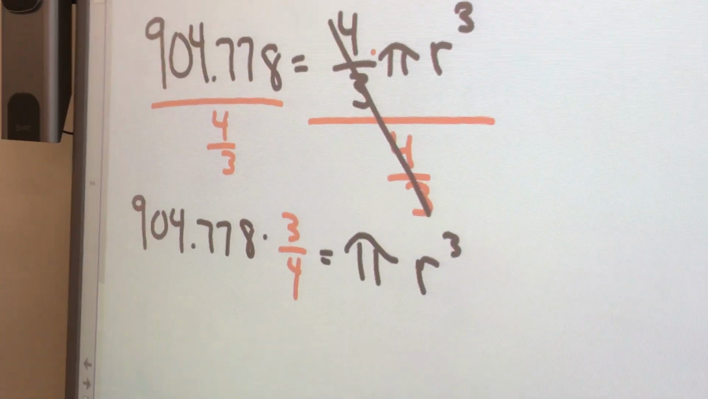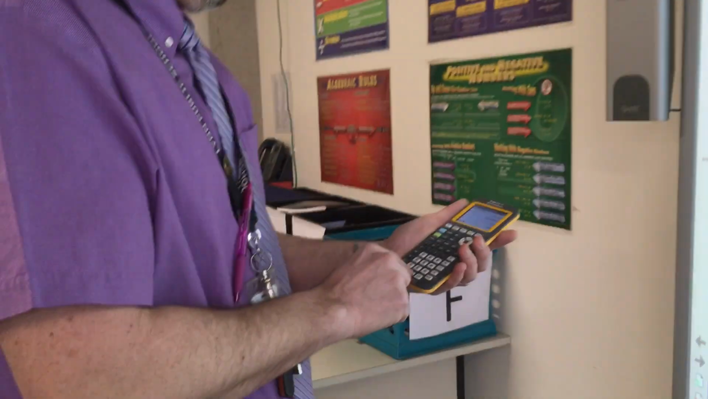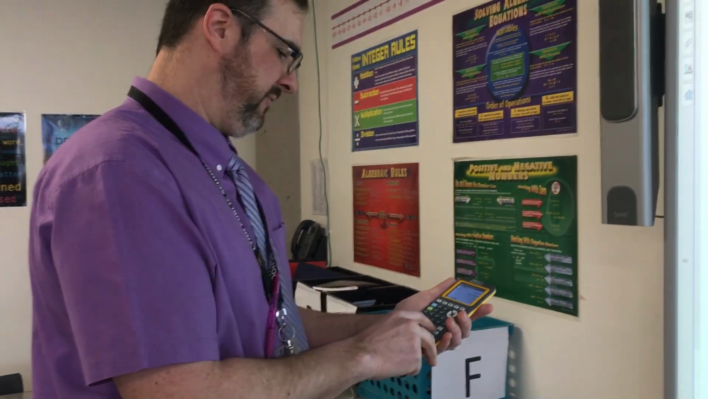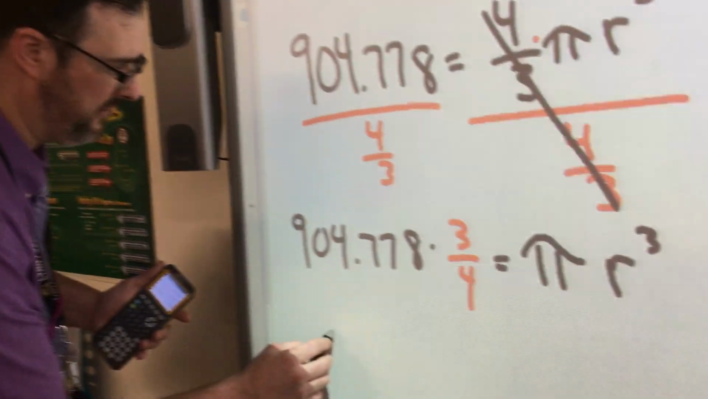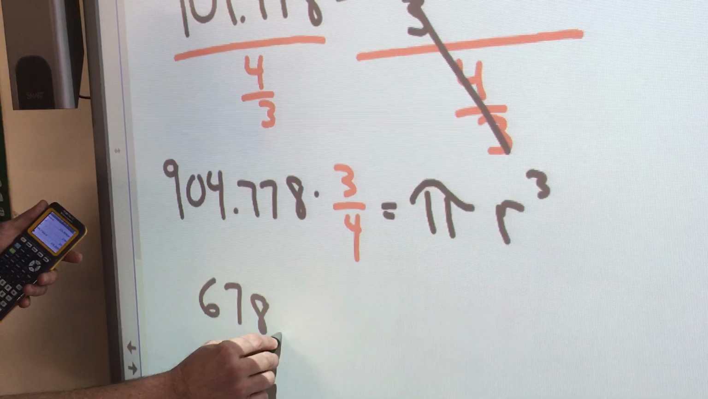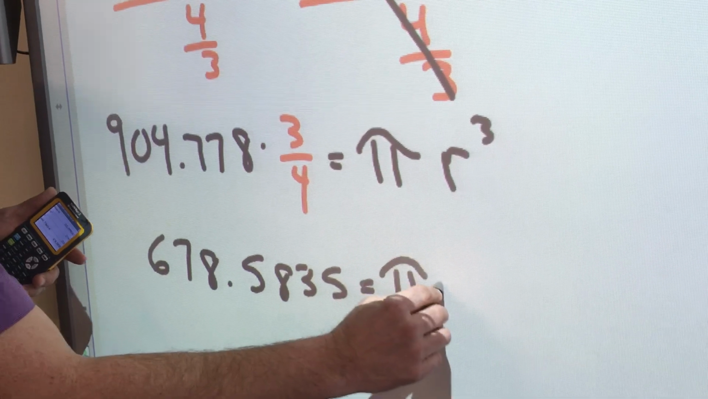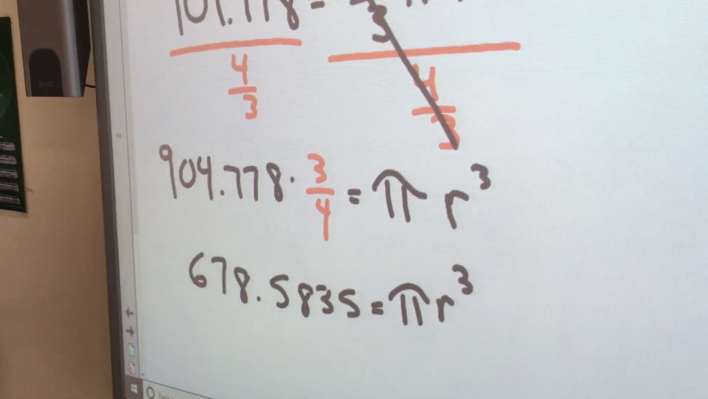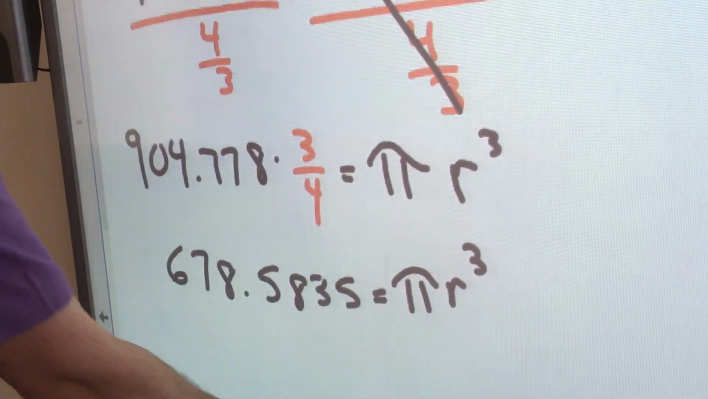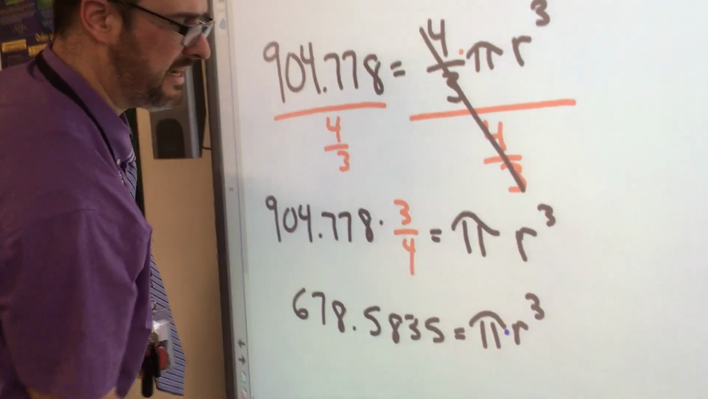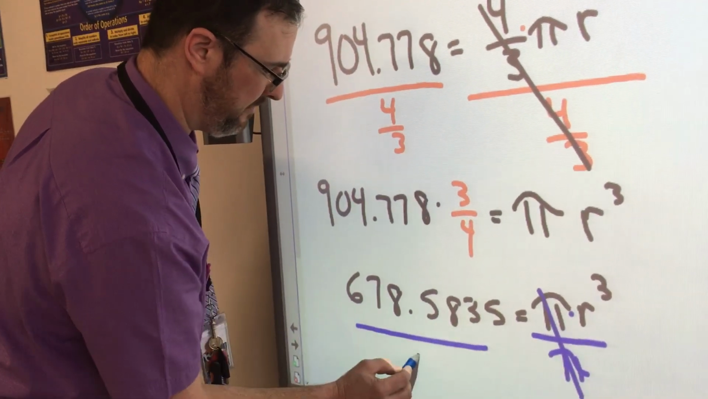Now we're going to continue to simplify. We're going to say 904.778 times a 3/4. That gives us 678.5835 pi R cubed. All right, we're still not there yet. We're still trying to solve for R, trying to isolate that R. So I got to somehow get rid of this pi. Now again, this is pi times R cubed. So using our inverse operations, we'll divide each side by pi.